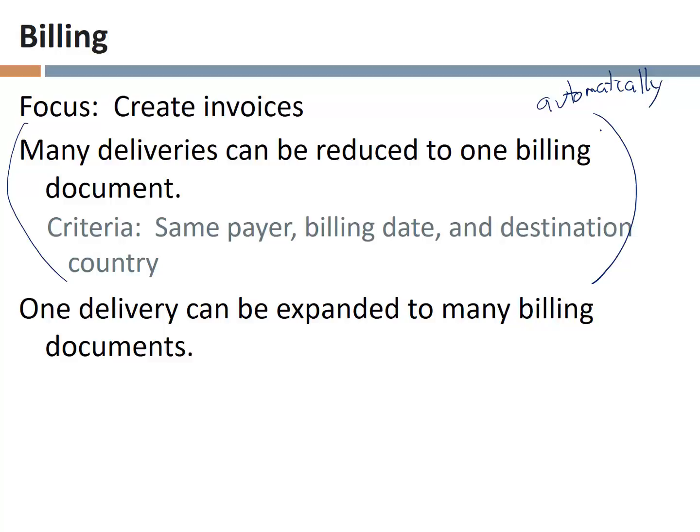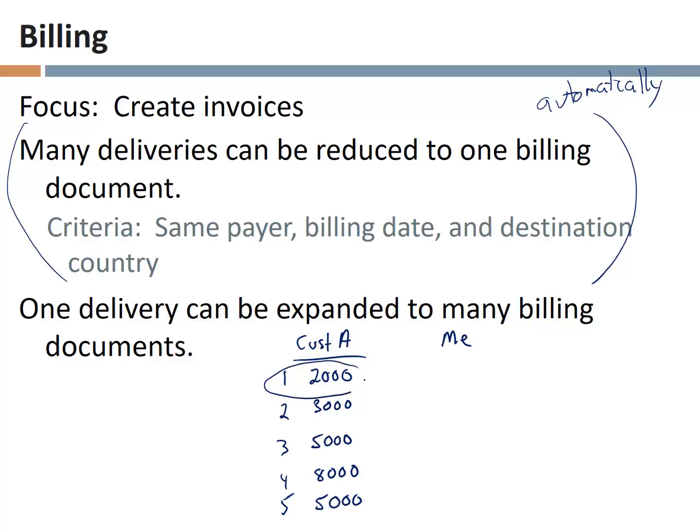The reason why this gets potentially confusing, and we'll see this when it comes to processing customer payments. You know, let's assume here's me and here's customer A. And customer A last week placed 5 different orders. And this one was for 2,000, and this one was for 3,000, and this one was for 5,000, and this one was for 8,000, and this one was for 5,000. Okay? And it just so happens that I shipped out this one and this one on the same day. So same payer, same billing date, same destination country. I could consolidate those into one invoice for $10,000.